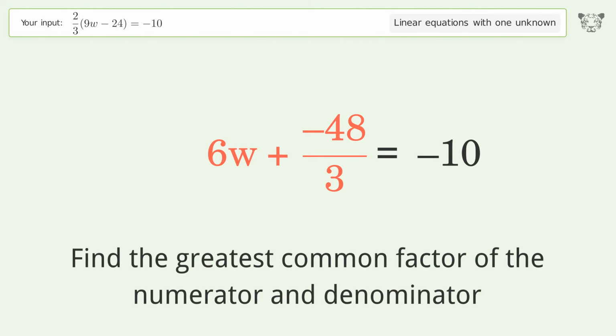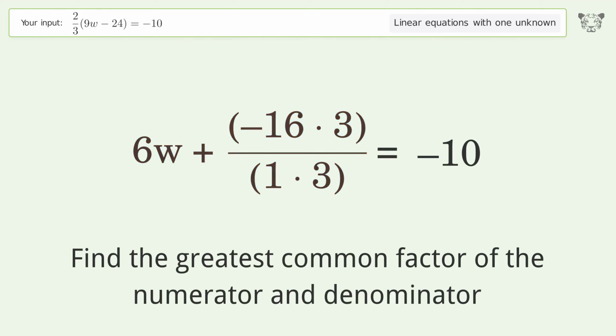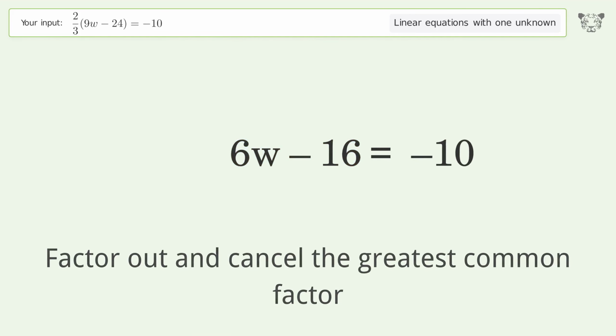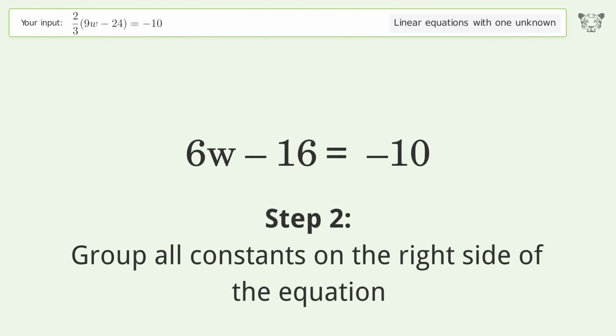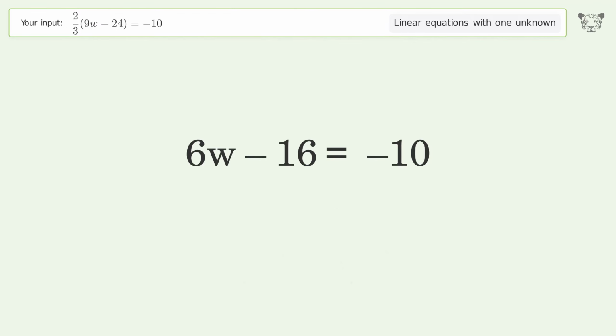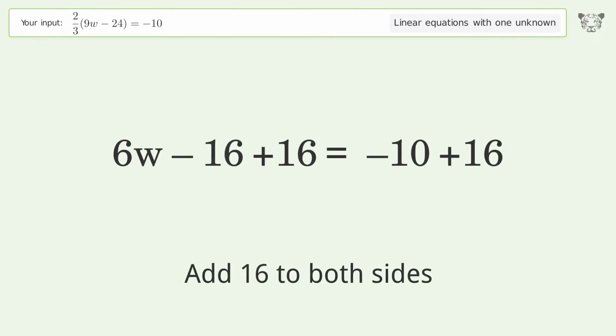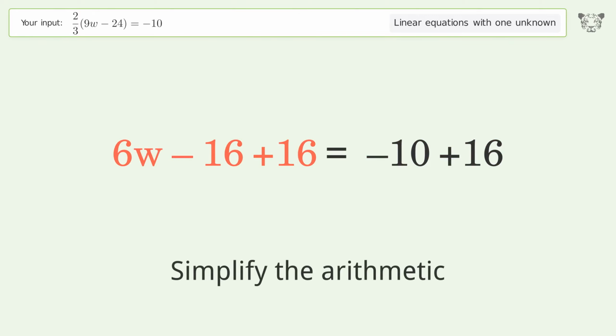Find the greatest common factor of the numerator and denominator. Factor out and cancel the greatest common factor. Group all constants on the right side of the equation. Add 16 to both sides. Simplify the arithmetic.